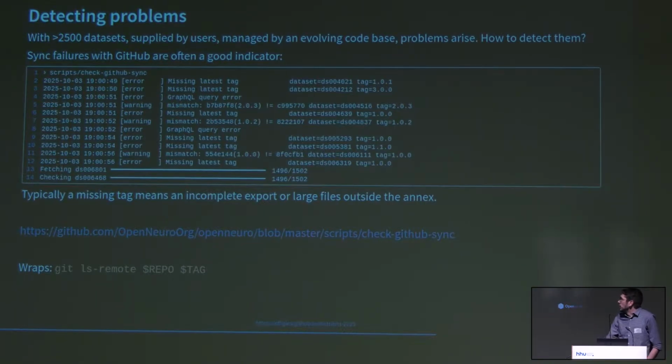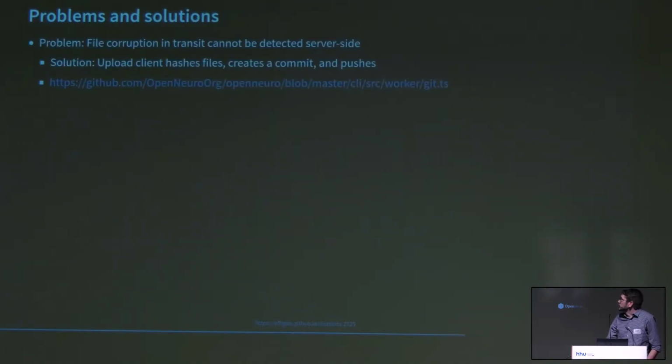Cool. I'll try to speed up. So what sorts of problems do we see? File corruption in transit was one of the biggest ones. When we get a file and hash it, there's nothing that tells us that it's what you sent us. So we moved the hashing into the command line client that's written in JavaScript. We actually create the commits and push using the Git interface, so we push both the git-annex branch and the Git commits to the main branch.